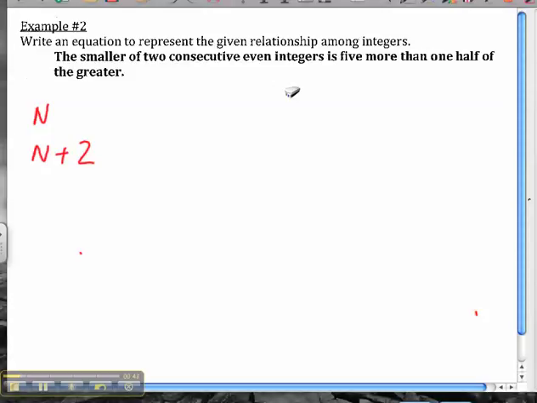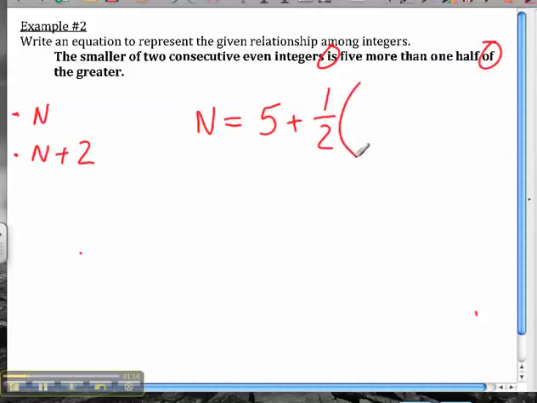n is the first one, and n plus 2 is the second one. It says the smaller of these two, well, that's got to be n, is. So we'll say n is, because "is" always means equals, 5 more than 1/2. And what does "of" mean? "Of" means multiply, of the greater number, n plus 2.